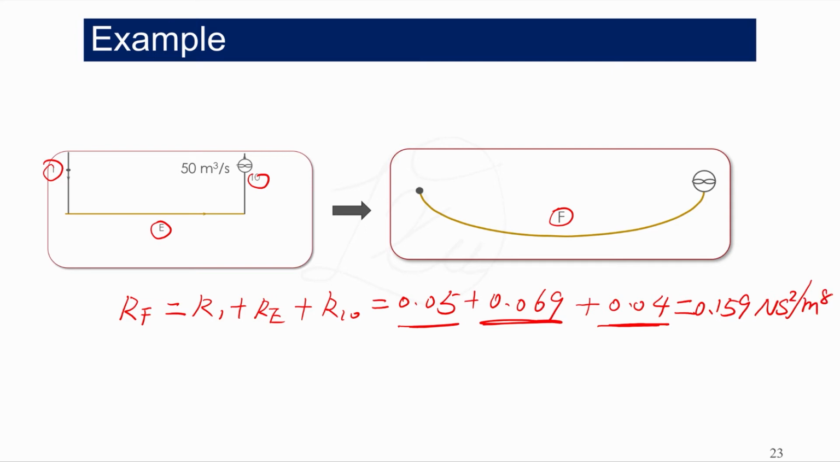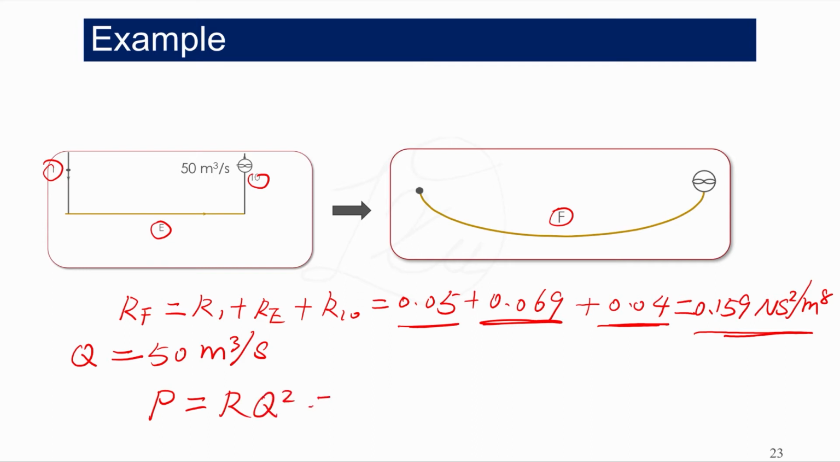Now we have reduced our complicated ventilation network to a single airway F with an equivalent resistance of 0.159. And the quantity flowing in it is 50 cubic meters per second. Therefore, we can calculate the pressure drop P equals RQ squared, equals 0.159 times 50 squared, equals 397.5 Pascal.